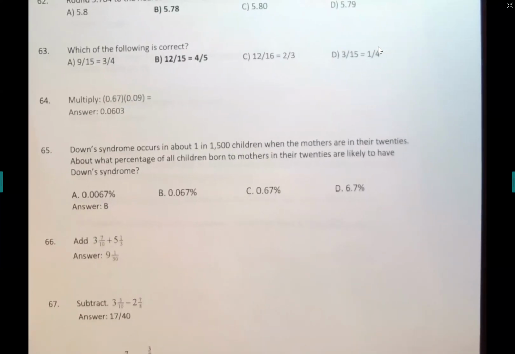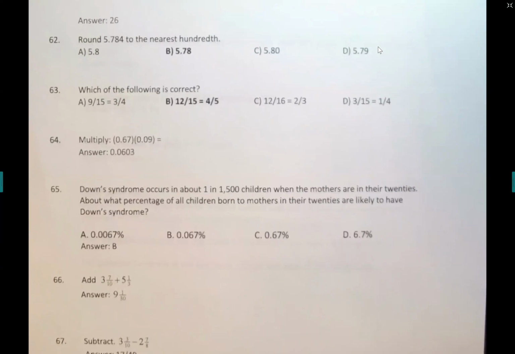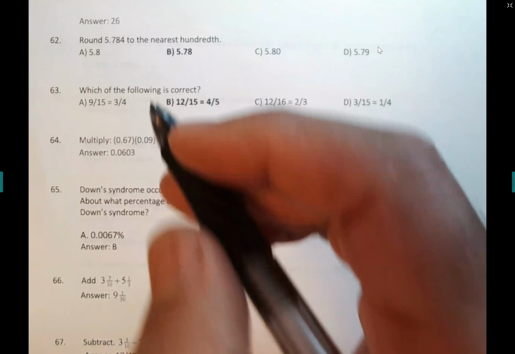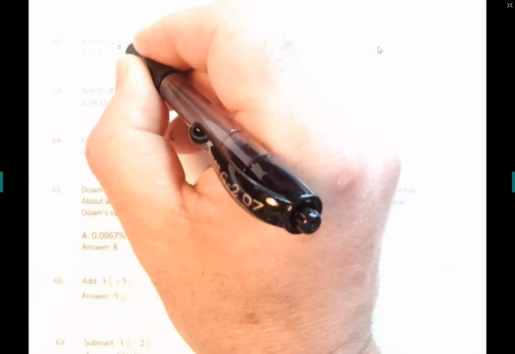62. Round 5.784 to the nearest hundredth. The hundredth is 2 digits up to here. Since this is less than 5, it will be 5.78.